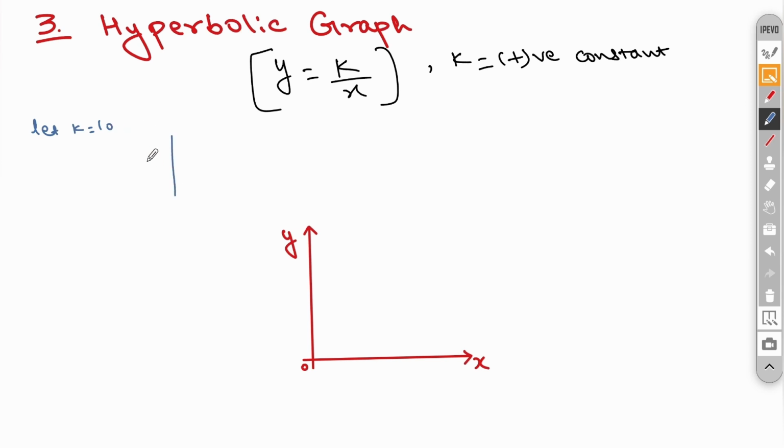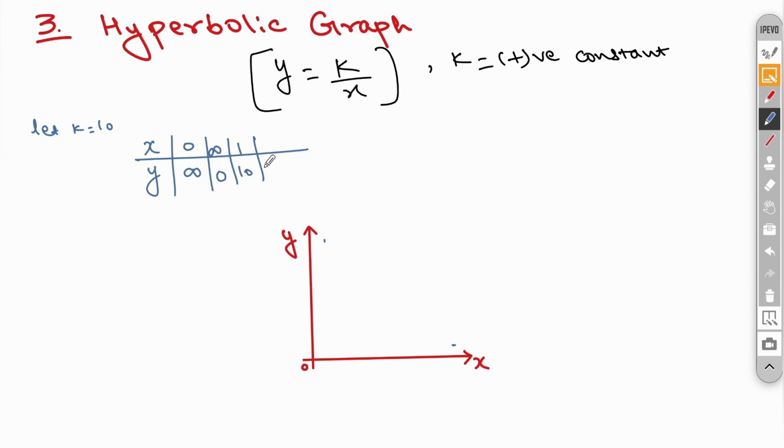First let's say the value of k is 10. We'll draw the chart for putting different values of x and y. Let's say x is 0, y will tend to infinity. Similarly, if we take y as 0, then x will tend to infinity. So these two are important points for this graph.